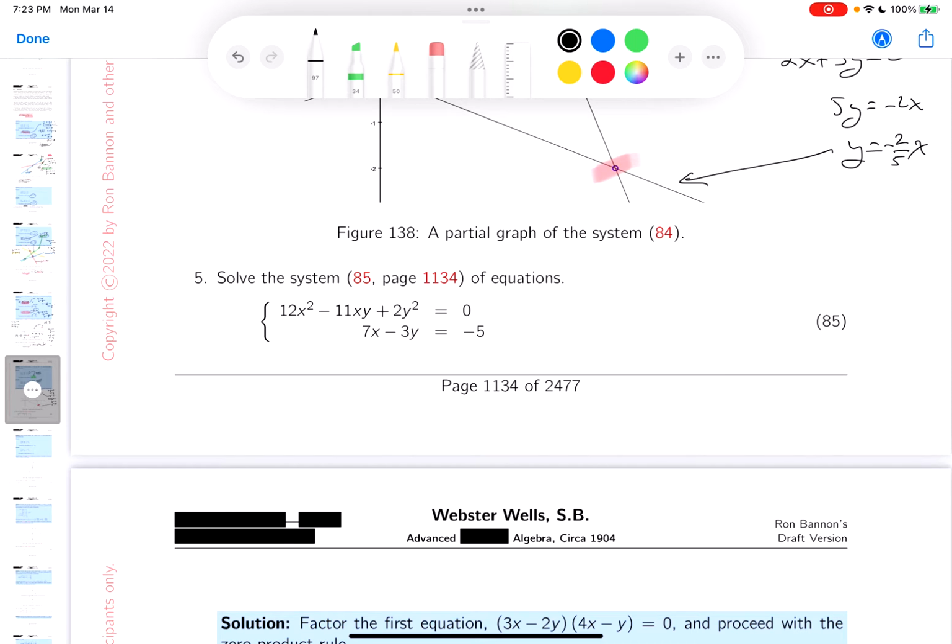Again, a problem set that I'm assuming is going to be the zero product rule. In other words, I'll be able to factor this with my fingers. Let me write this down for you. Oh boy, that's going to be a tough one. I'm going to say 3x and 4x.